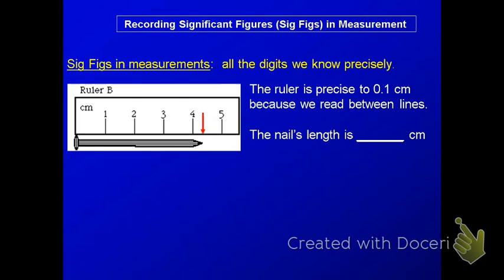If we're recording lab measurements, we want to record the lab measurements precisely so we have the right number of significant figures. Ruler B is precise to 0.1 centimeters because it is marked to 1 centimeters. We always read between the lines. Looking at the nail, we can record the length as 4 point, and then we're going to estimate between the lines, 4.3 centimeters.